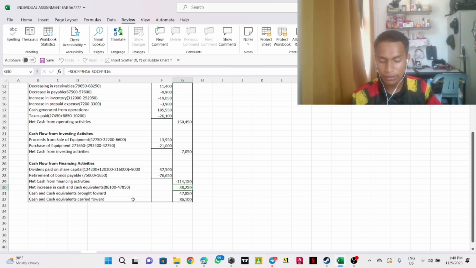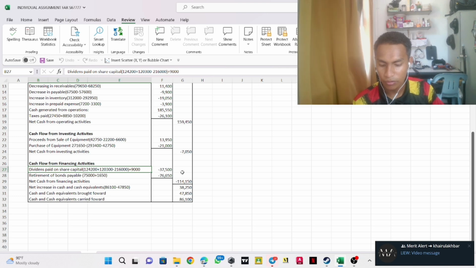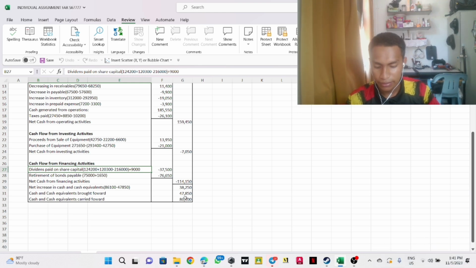And we also find the profit of the year in statement of profit or loss and other comprehensive income, which is as much 120,300. So we will make a calculation with 124,200 plus 120,300 and minus 216,000 and get a total of 28,500. Then the amount will be added with 9,000 found in the comparative statement of financial position on the dividend payable item in 2021, and we get a total 37,500.